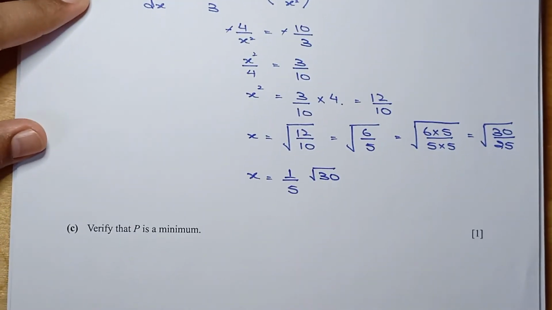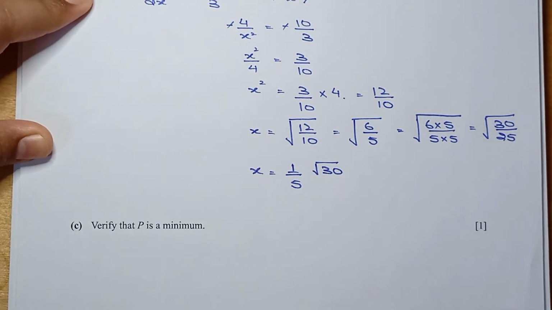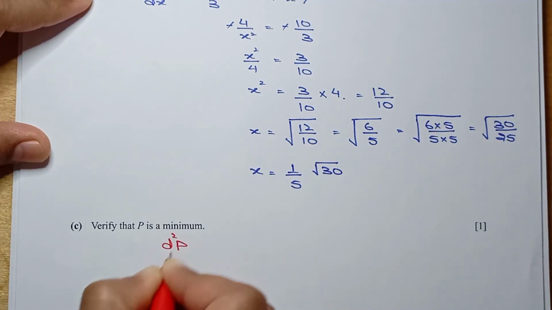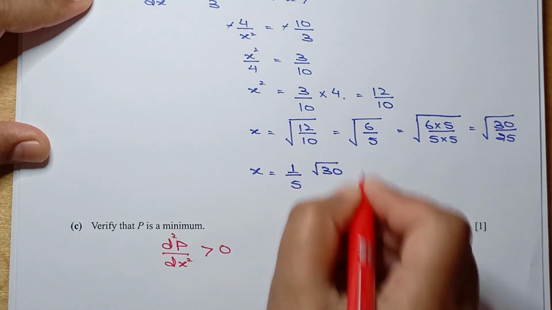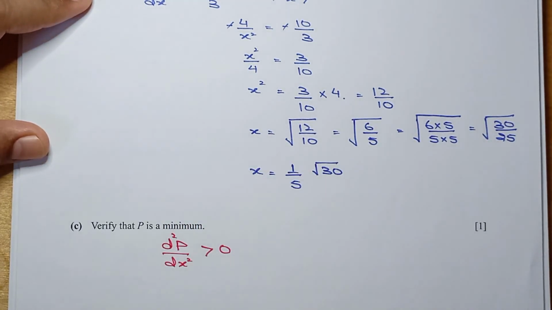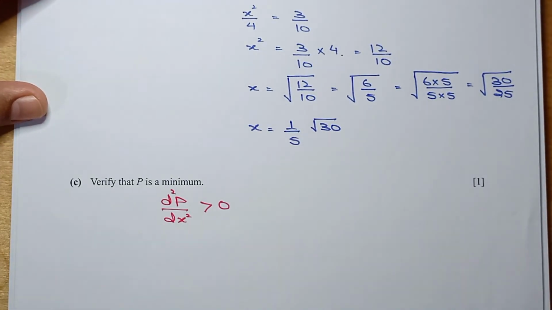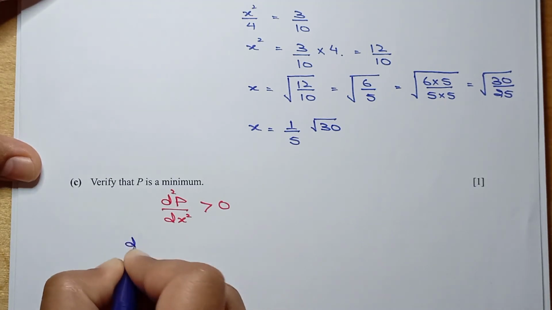Now for part C, they said verify that P is minimum. How can we verify that it's minimum? We need to use the condition that the second derivative of P with respect to x must be positive at that x value, which is the critical point. Then it is minimum, otherwise it is maximum. Let's see if it is minimum. So how can we find the second derivative?